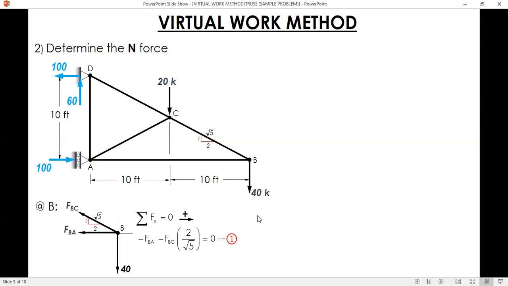Next, summation of force Y. Upward force, positive. So the vertical component of BC is upward. So plus and then 40 minus.